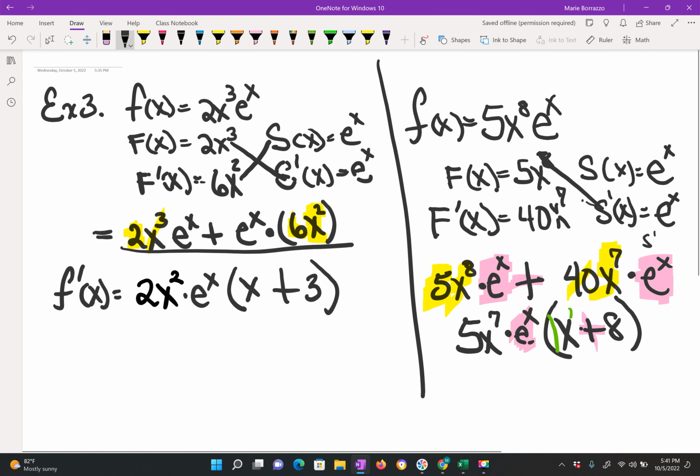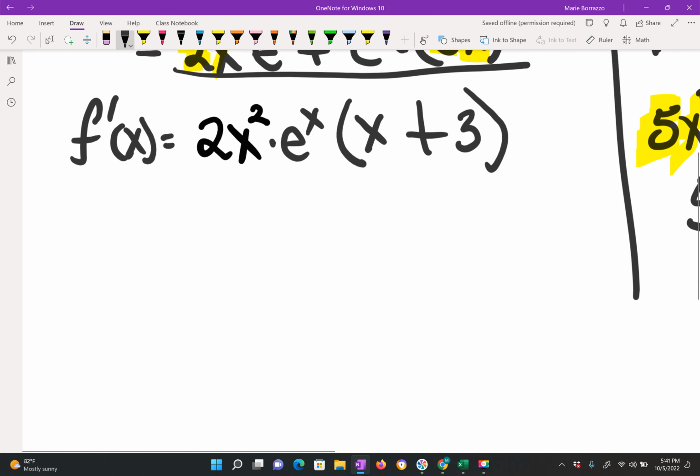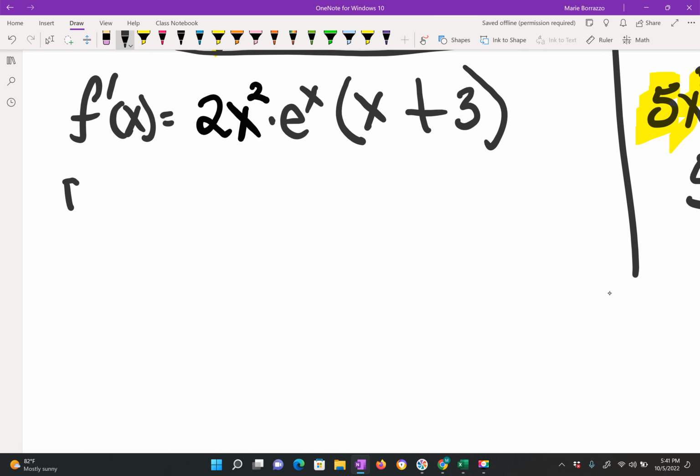Okay, let me show you example B of this type. I'm going to give you f of x is equal to 6x.